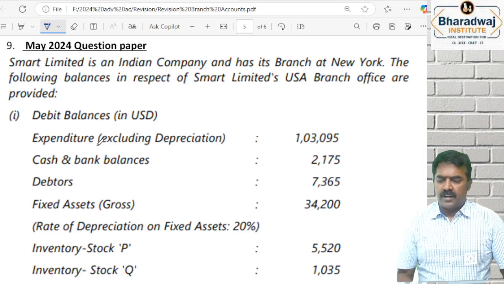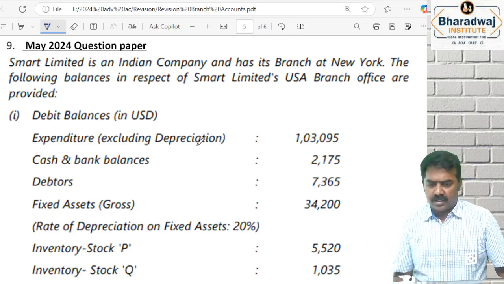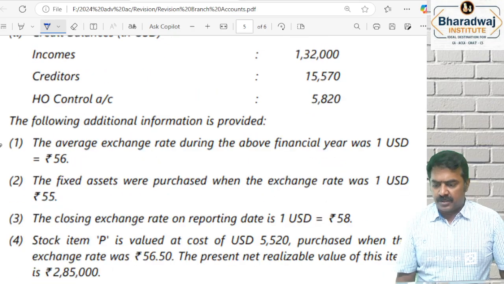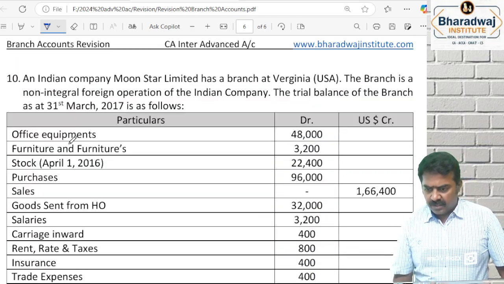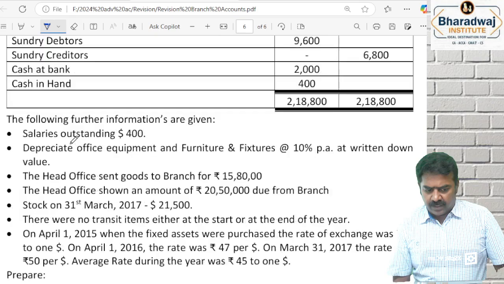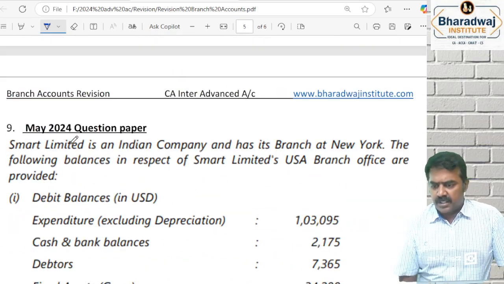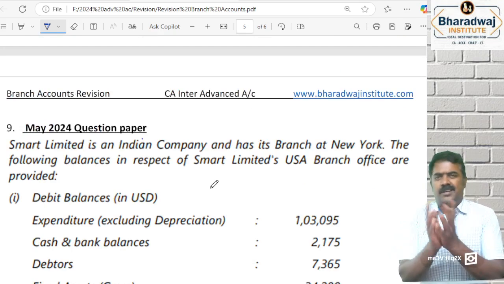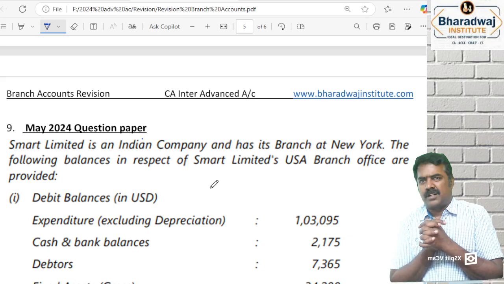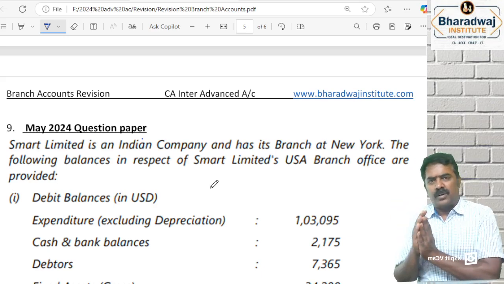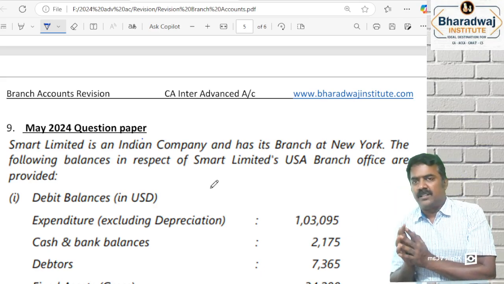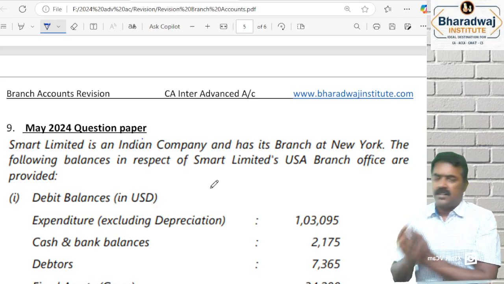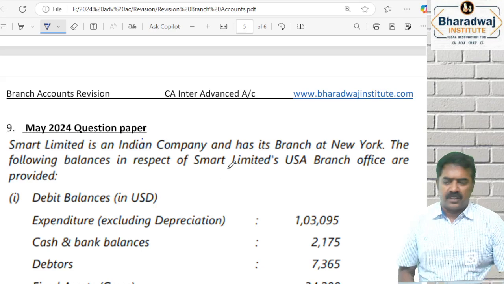So this is about the journal entry method. Look at the next one. It is about the foreign branch. This time you can expect a question based on foreign branch. Either the journal entry method, which is a rare chance, or the debtors method, they can test, or the foreign branch they can ask.